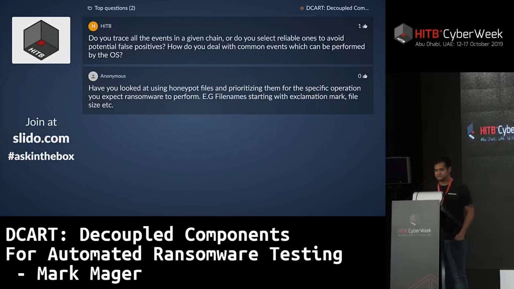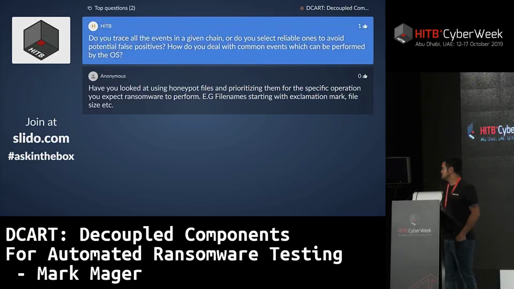Any other questions? We have a few questions on Slido. The first one is, do you trace all the events in a given chain, or do you select reliable ones to avoid potential false positives? How do you deal with common events which can be performed by the OS?